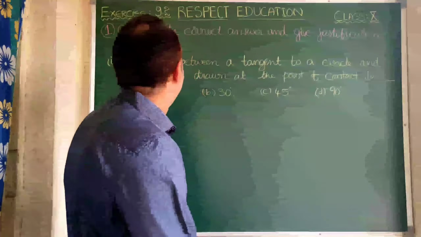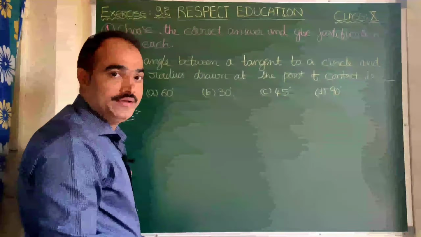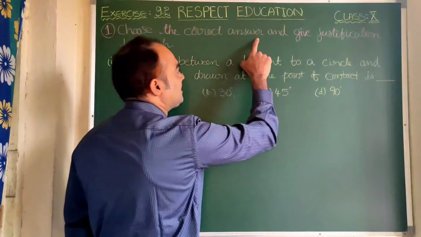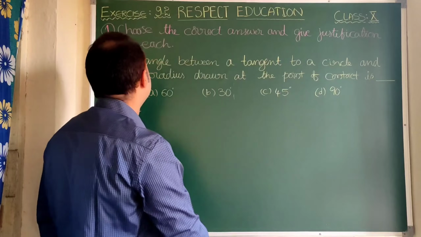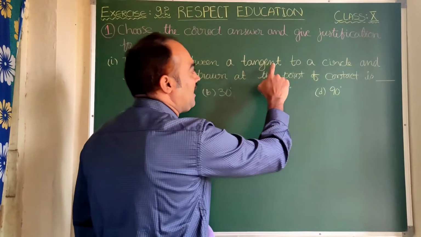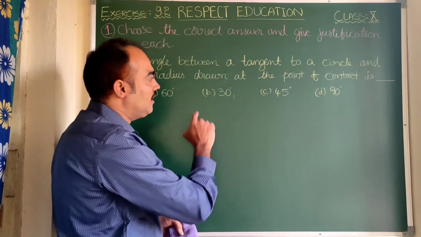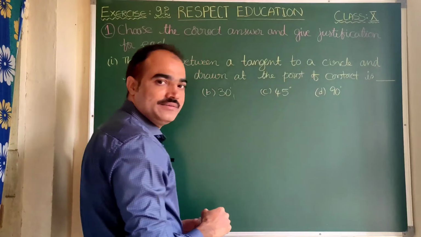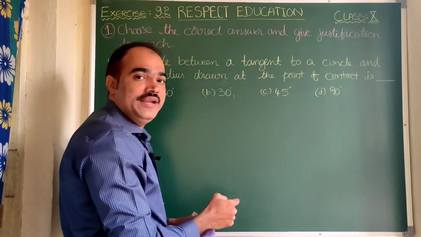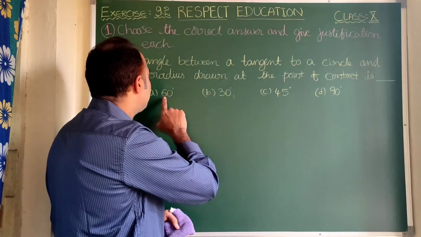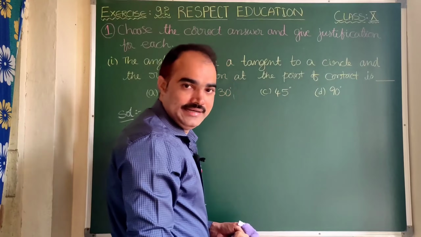Now we see exercise 9.2, question number 1. Choose the correct answer and give justification for each. The first bit is: the angle between a tangent to a circle and the radius drawn at the point of contact is dash. Here 4 options are given. We need to select the right one. First option is 60 degrees, second 30 degrees, third 45 degrees and fourth 90 degrees.